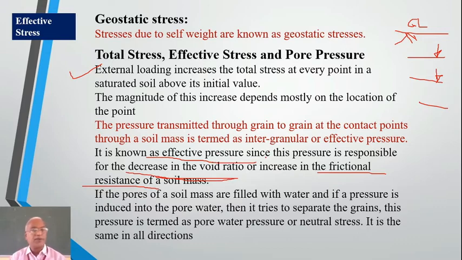These two are the effects of effective pressure. Void ratio decreases means it gets more compact, and moreover the particle resistance will be more because there is more pressure in between. If the pores of the soil mass are filled with water and if pressure is induced in the pore water, then it tries to separate the grains. This pressure is known as pore water pressure or neutral stress. It is the same in all the directions. Okay, we'll see that in detail afterwards.